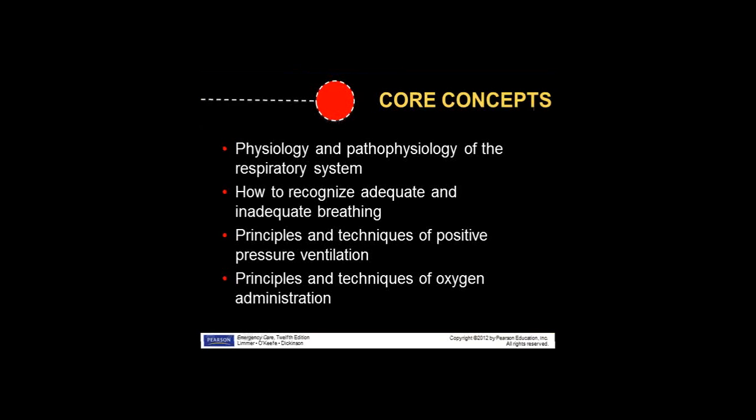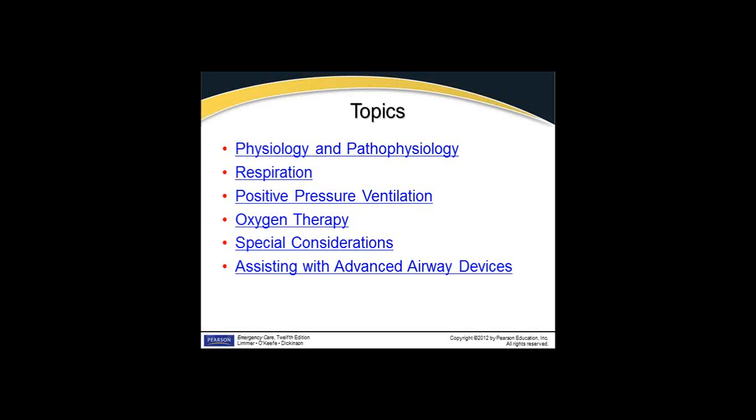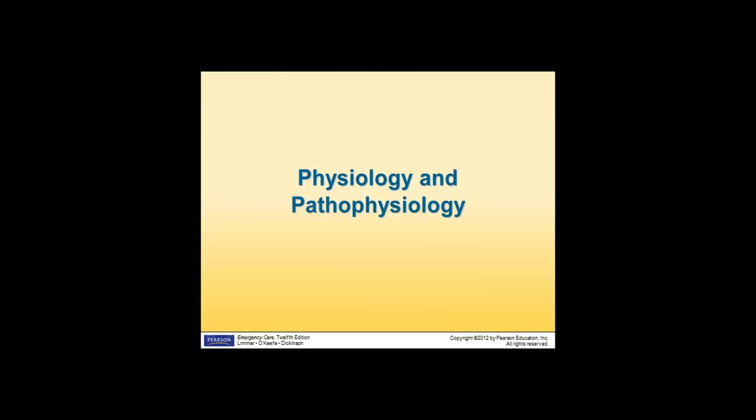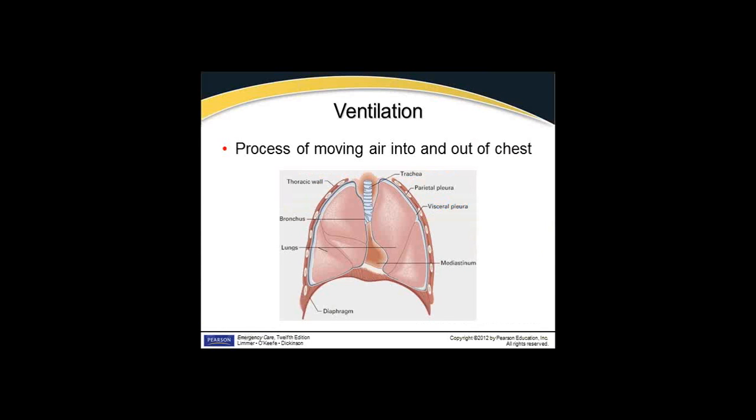Core concepts that we're going to touch on: physiology and pathophysiology of the respiratory system, how to recognize adequate versus inadequate breathing, principles and techniques for positive pressure ventilation, as well as administration of oxygen. So we start with physiology and pathophys. A brief reminder: we talked about the anatomy itself in Chapter 8, so we're going to spend a little bit more time on the physiology here in Chapter 9, being that this deals more with the process.